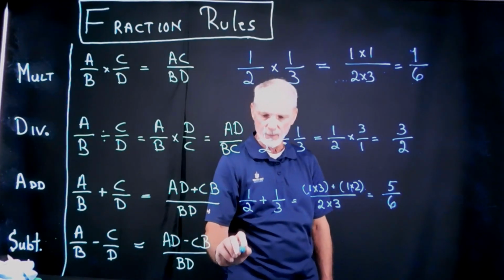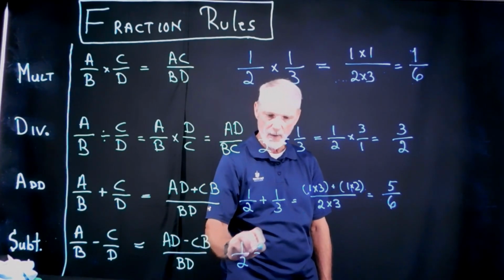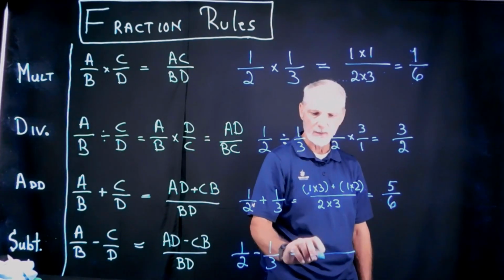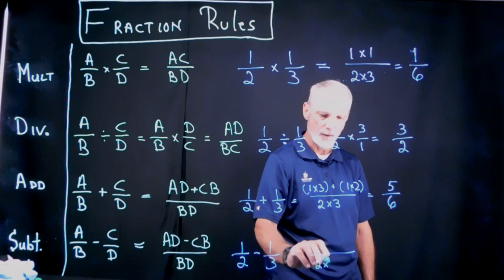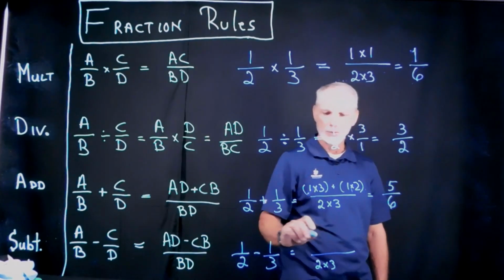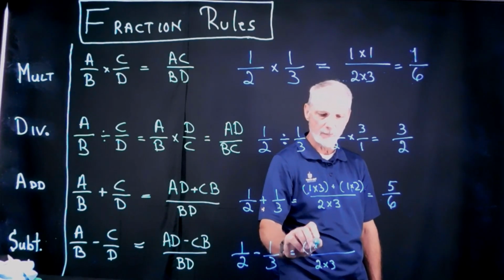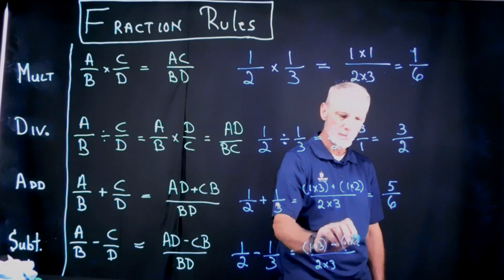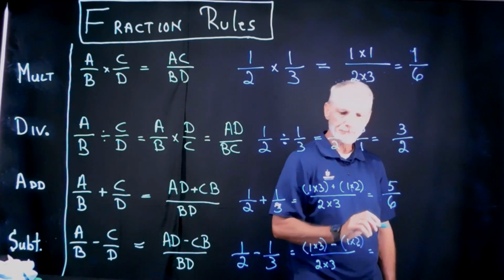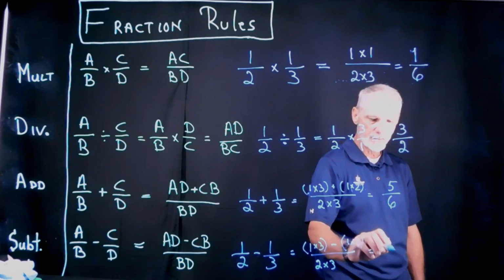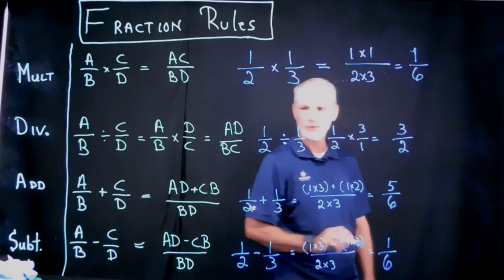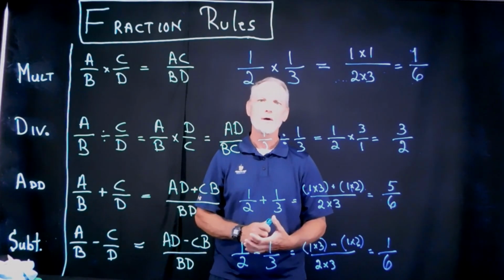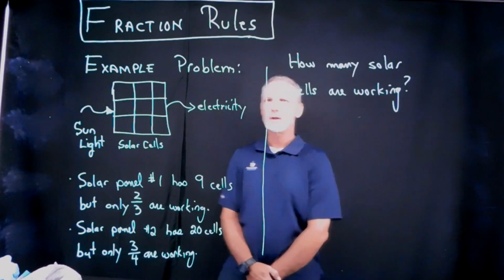To do subtraction, very similar. Once again, 1/2 minus 1/3. Again, we begin by finding the common denominator, which is the product of the two denominators, 2 times 3. Then we distribute that in the numerator, so we get 1 times 3 minus, in this case, 1 times 2. So then we get 1 in the numerator and 6 in the denominator, or 1/6. Those are the 4 fraction rules shown to you with some simple examples.